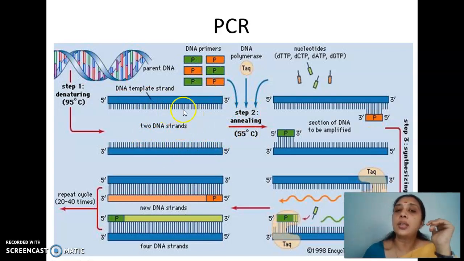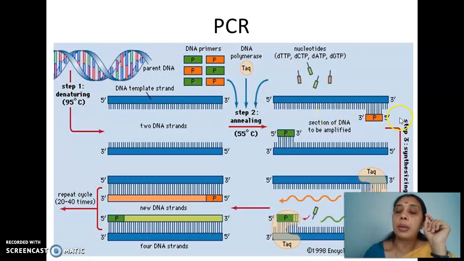Now these two strands are subjected to annealing. Annealing means this single strand makes its complementary strand. It has to prepare its complementary strand, and the complementary strand is prepared by adding DNA primers. We add short sequences of DNA, so that only those sequences having complementary nucleotide pairs will pair with this strand.